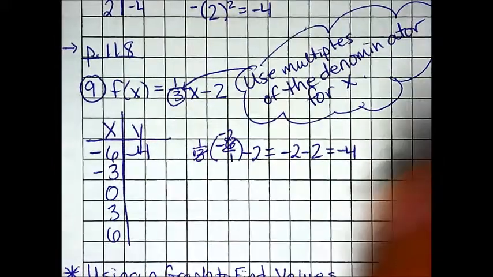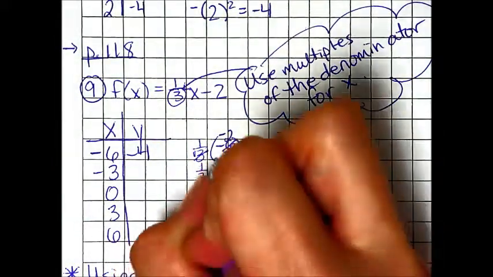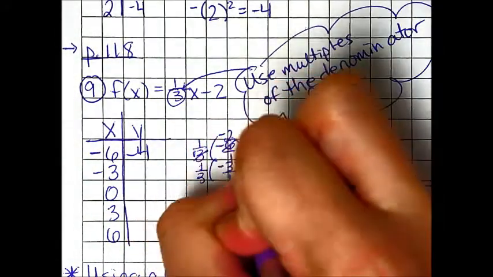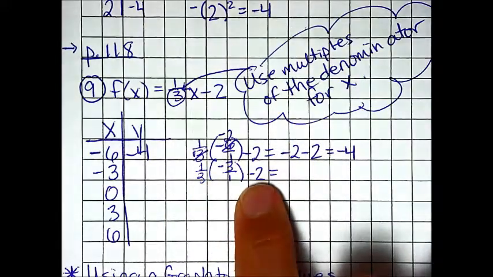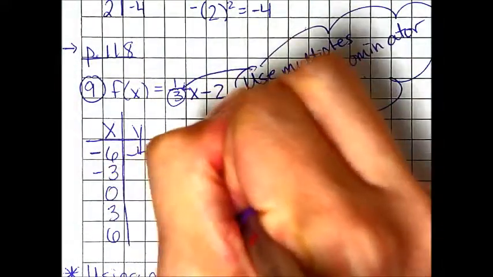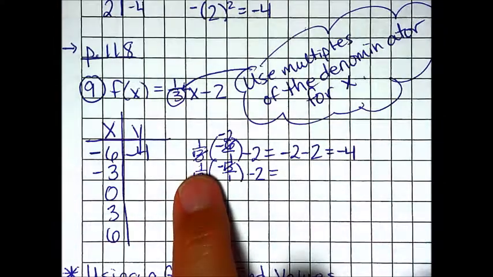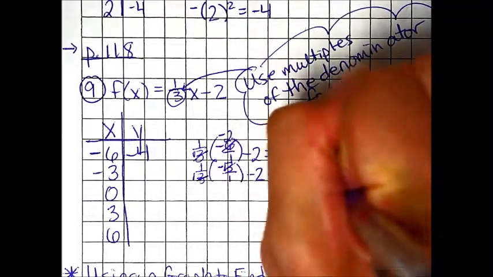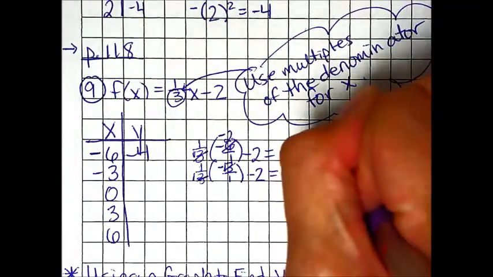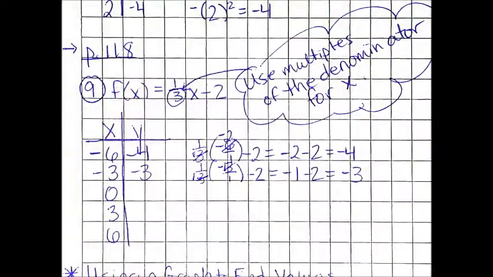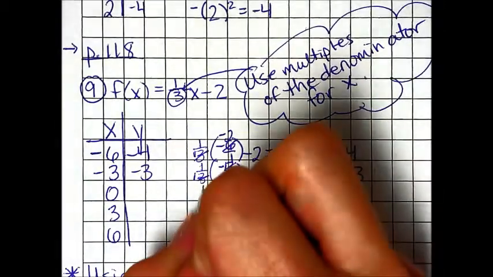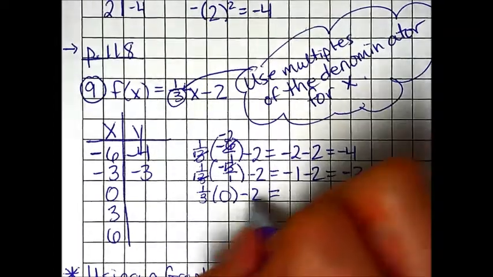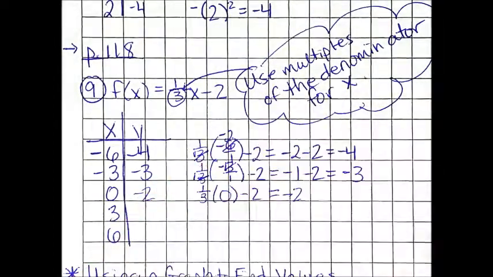Okay, I'm going to do it again a little more quickly. 1/3. I'm going to substitute in negative 3 over 1. And don't forget the minus 2. My 3's are going to cross cancel. So I basically have 1 times negative 1, which is negative 1. And then make sure you subtract 2, which is negative 3. Okay, again, 0 is our best friend because if we do 1/3 times 0, that's just 0. And we know 0 minus 2 is negative 2. So there's an easy one.